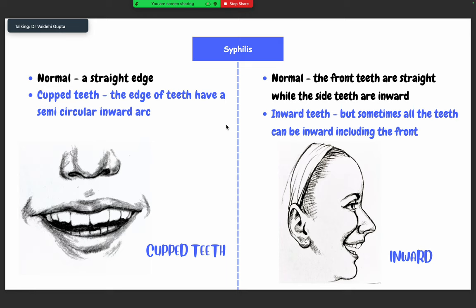Now inward teeth. Normally the front teeth are straight while the side teeth are inward. So the front teeth would be straight and the other ones, like molars, premolars, all the teeth are slightly inclined inward. But here the front one is also inward, and sometimes all the teeth can be inward including the front one. So in the sketch we can see the front teeth is also slightly inclined in an inward direction, then it is syphilis. Syphilis is also very important for teeth, that's why there are various features of teeth in syphilis.